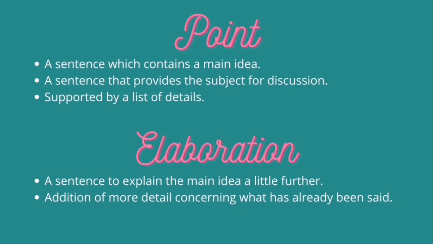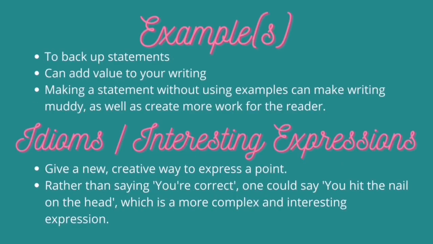The second letter, which is E, stands for elaboration. So elaboration is a sentence to explain the main idea a little further, and it is an addition of more detail concerning what has already been said, which means that in elaboration sentence, you just need to elaborate just a little bit about the main point. That's all, okay? Add some information to explain a little further. That's all. Next letter is E, which stands for example or examples.